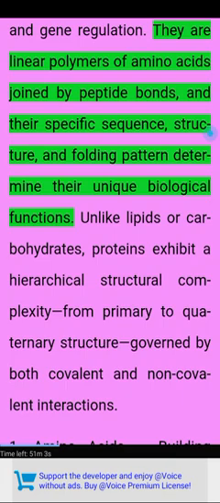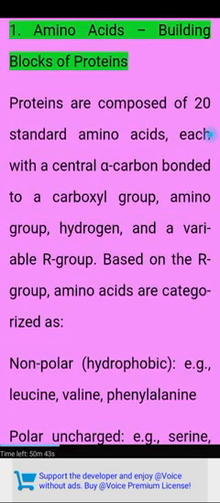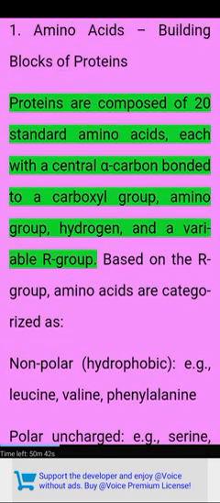They are linear polymers of amino acids joined by peptide bonds, and their specific sequence, structure, and folding pattern determine their unique biological functions. Unlike lipids or carbohydrates, proteins exhibit a hierarchical structural complexity, from primary to quaternary structure, governed by both covalent and non-covalent interactions. 1. Amino acids, building blocks of proteins.